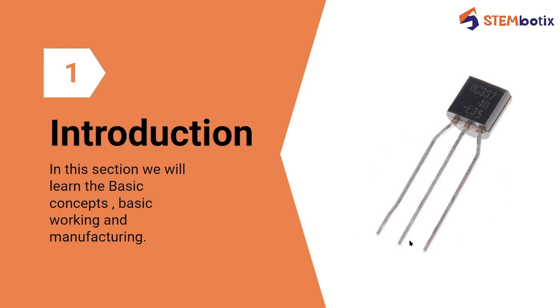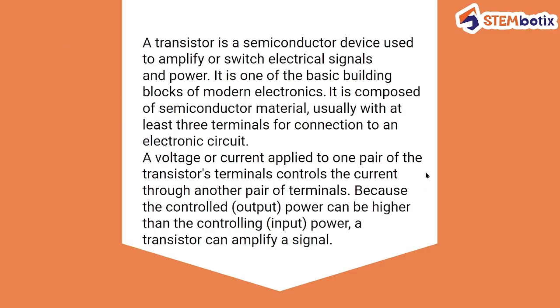This is how a typical transistor looks like. There are so many different transistors available in the market. So what is a transistor? A transistor is a semiconductor device used to amplify or switch electrical signals and power. It has two main functions. Firstly, it amplifies signals, and also it is used as a switching device to turn on and off the circuits connected to it.